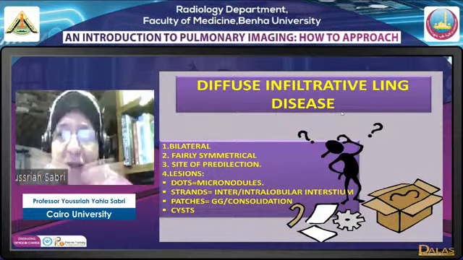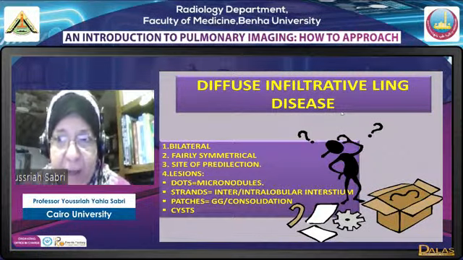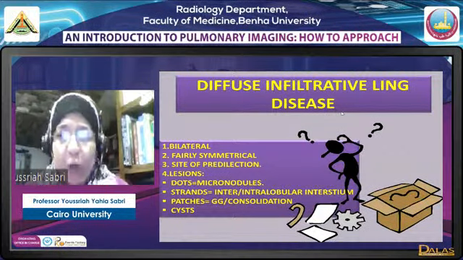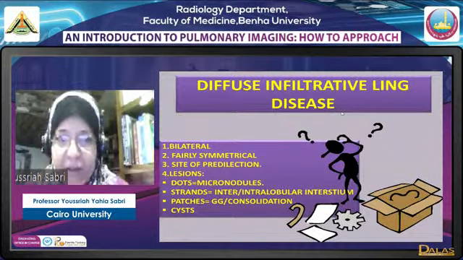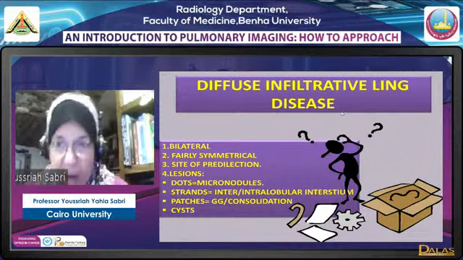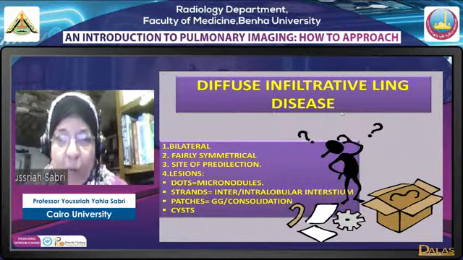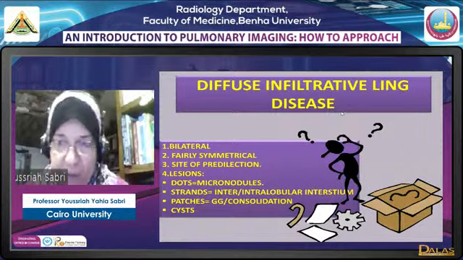Okay, the lesions that we meet in this entity of disease: we might see dots, and these dots are called micronodules. We might see strains, and these are either interlobular or intralobular interstitium. We might see patches, okay, ill-defined opacities. Patches are ill-defined opacities.